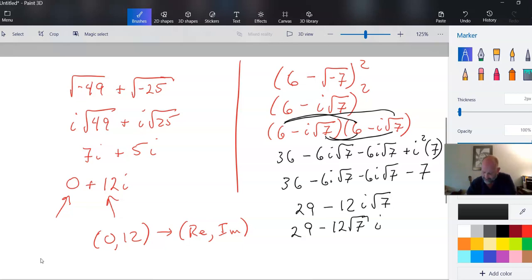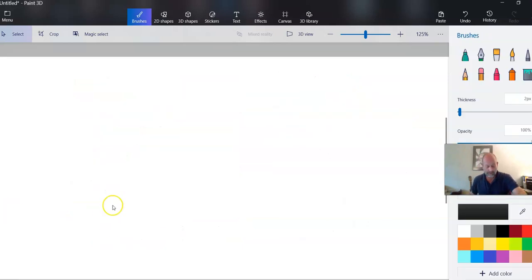Now you want to make sure it does not look like i is inside that square root. We have to learn more things before we can take a square root of i, right? Because that's kind of, well, it's different. So in any case, this would be our final answer here in standard form. So it'd be 29 minus 12 root 7 i. All right, so let's look at another one here.